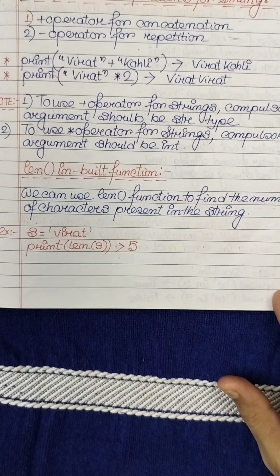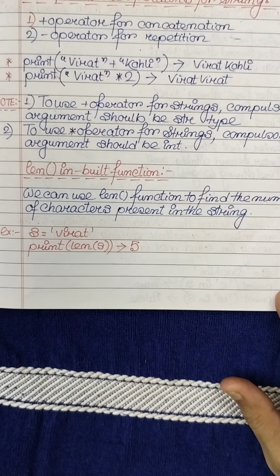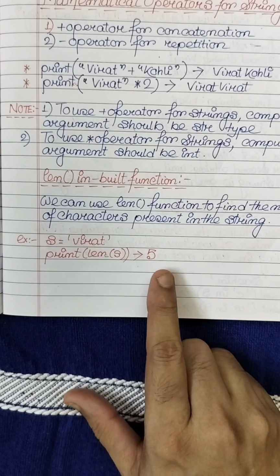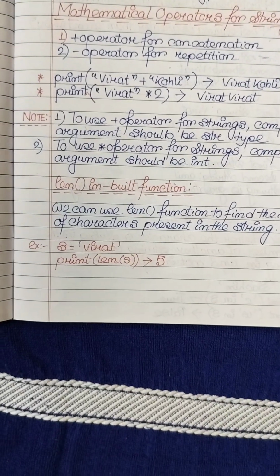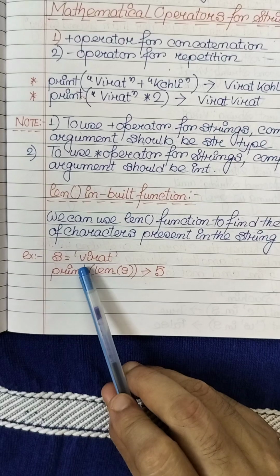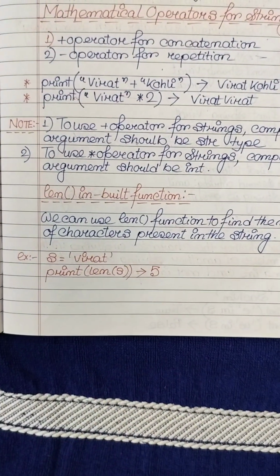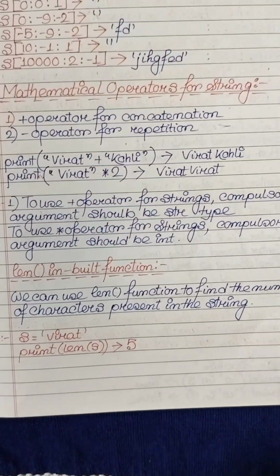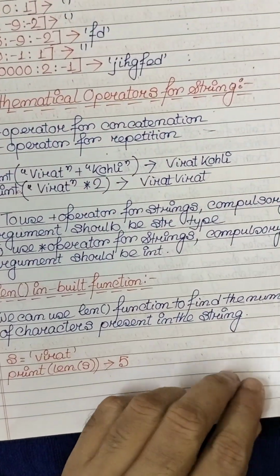Suppose we are taking an example. S is a variable, S is equal to virat. Print len of S. It will show 5. That means here 5 characters are present: 1, 2, 3, 4, 5, that is V, I, R, A and T. Okay. The len function is an inbuilt function.